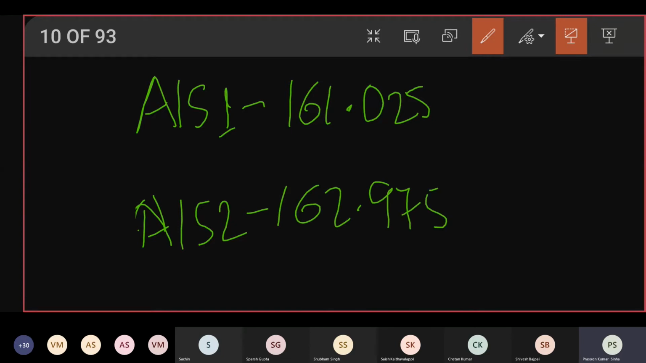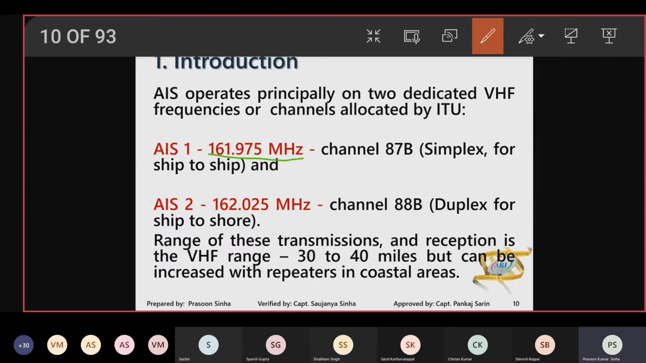Upar niche na kar diya. These are okay, ulta kar diya tha. These are the two frequencies, AIS-1, AIS-2, and these are the frequencies. They have been given a channel name also. Channel is 87B and 88B.